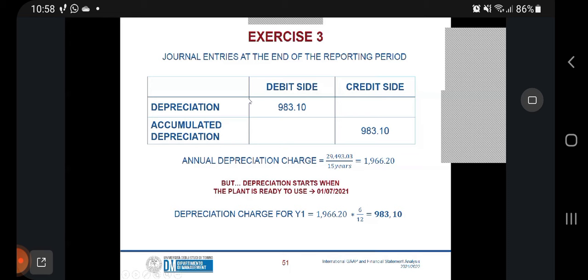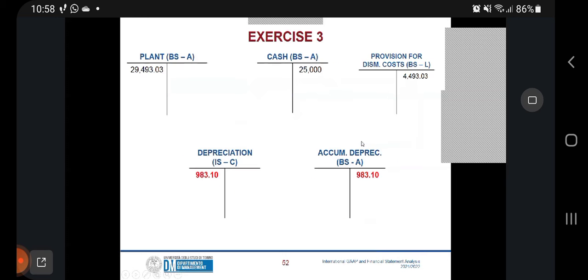Depreciation, debit side, such amount, and then in order to hold the equation, accumulated depreciation for the same value. Updated T accounts. Depreciation, income statement cost, and accumulated depreciation, balance sheet, the reduction of the historical cost of the assets.